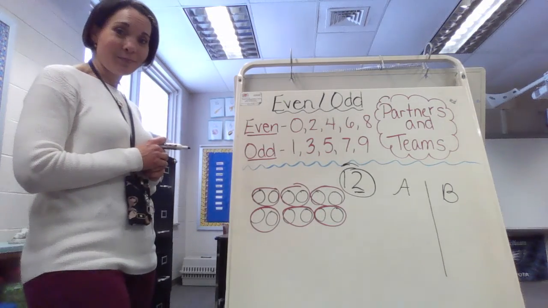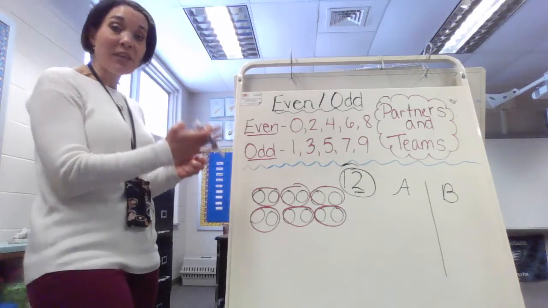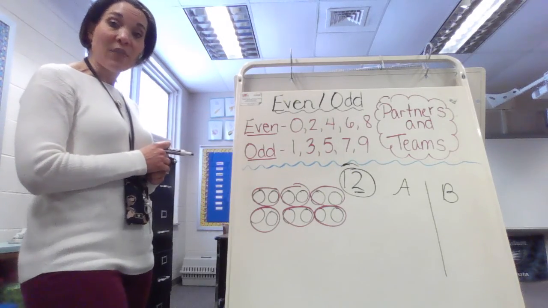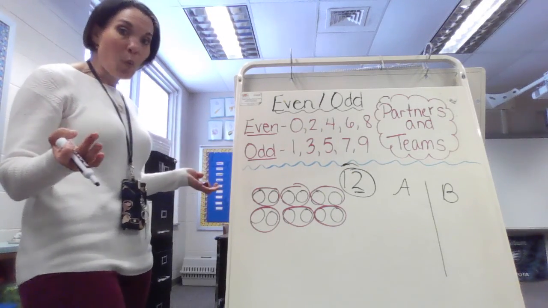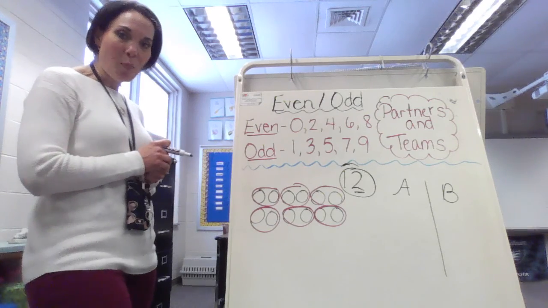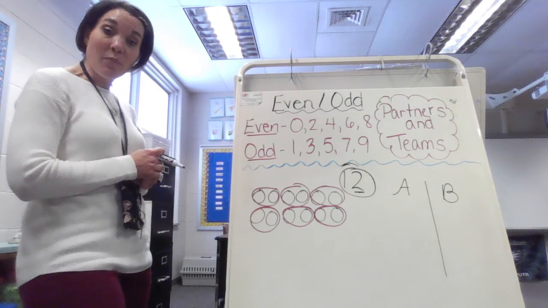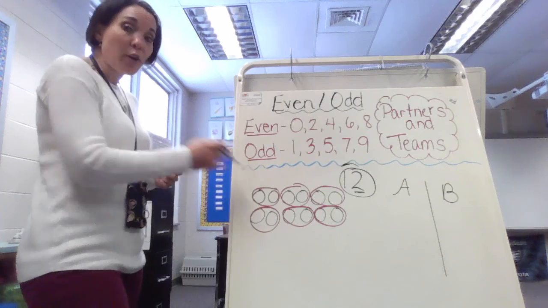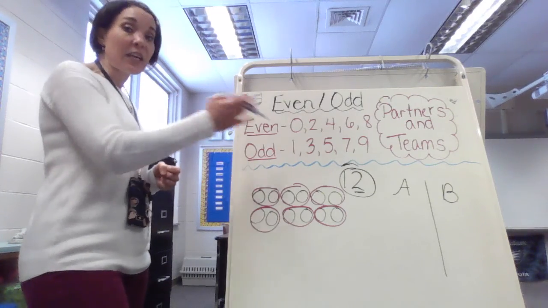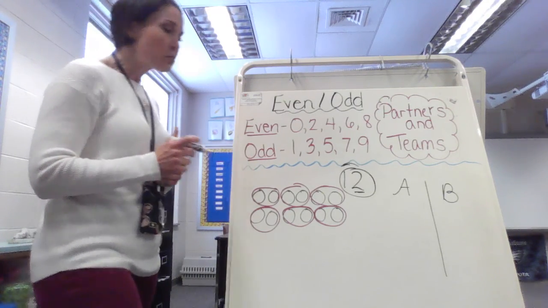Everything works out. Why? Because we have an even number. When we have an even number, basically, no one's left out. Everything's going to work out perfectly. Let's go ahead back into our teams. So if our partners are going to work out, then obviously our teams are going to work out.